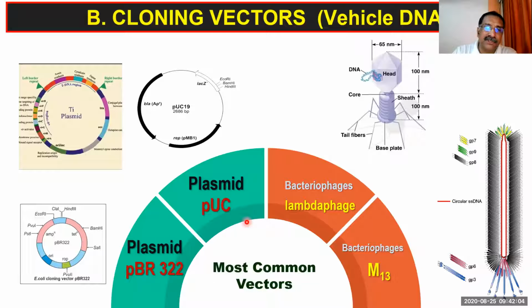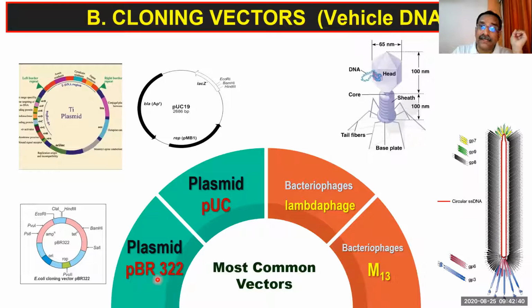Now under plasmids, two are most commonly used. I think in your textbook, three are given. One is called plasmid pBR322. pBR322 is the nomenclature. Like EcoRI or HindIII, the plasmids also have a certain naming procedure. This pBR is a name that represents two scientists. So pBR322 is the most commonly used plasmid.